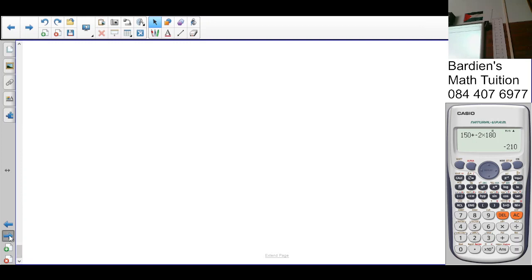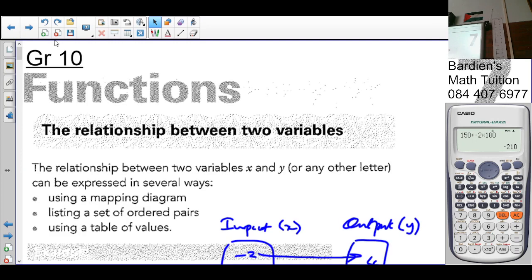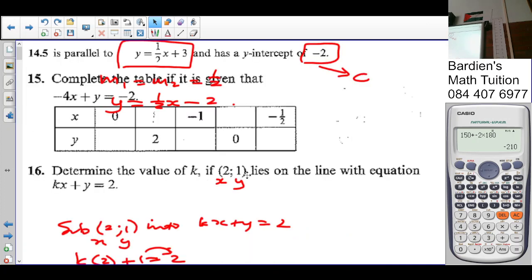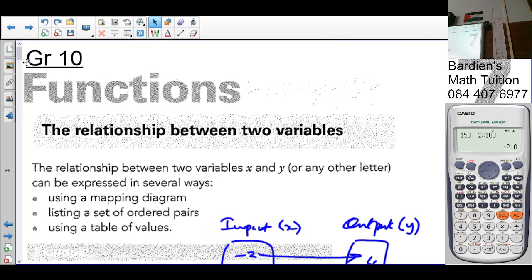Is that the end of it? Yes, okay. So we'll stop here. Don't forget you're writing a test tomorrow on this work, and on Pythagoras. Yes, it's a class test. Then we're going to do some simultaneous equations in tomorrow's lesson, okay?